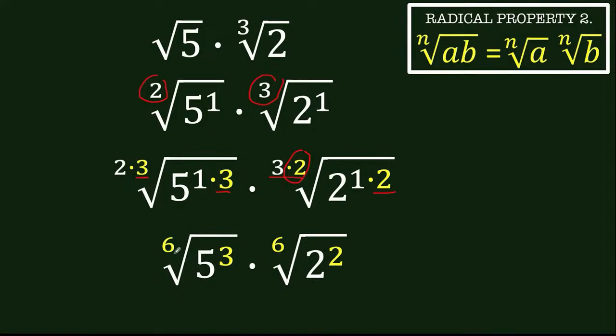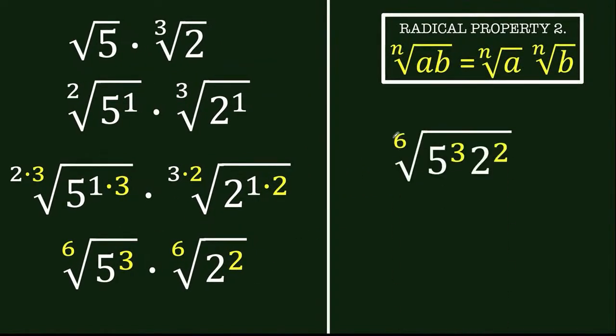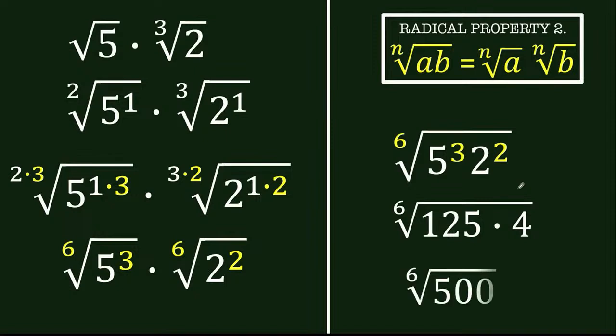Now here, the indices are the same, so we can now apply this radical property. We can now write this as one single radical, the sixth root of 5 cubed times 2 squared. Now all the exponents inside the radical are less than the index. That means there's no more perfect nth factor. There's no more radical in the denominator, so this is now in the simplest form. Let's just find the value of 5 cubed to be 125, 2 squared is 4. So finally, the answer is the sixth root of 500. And this is now our answer.